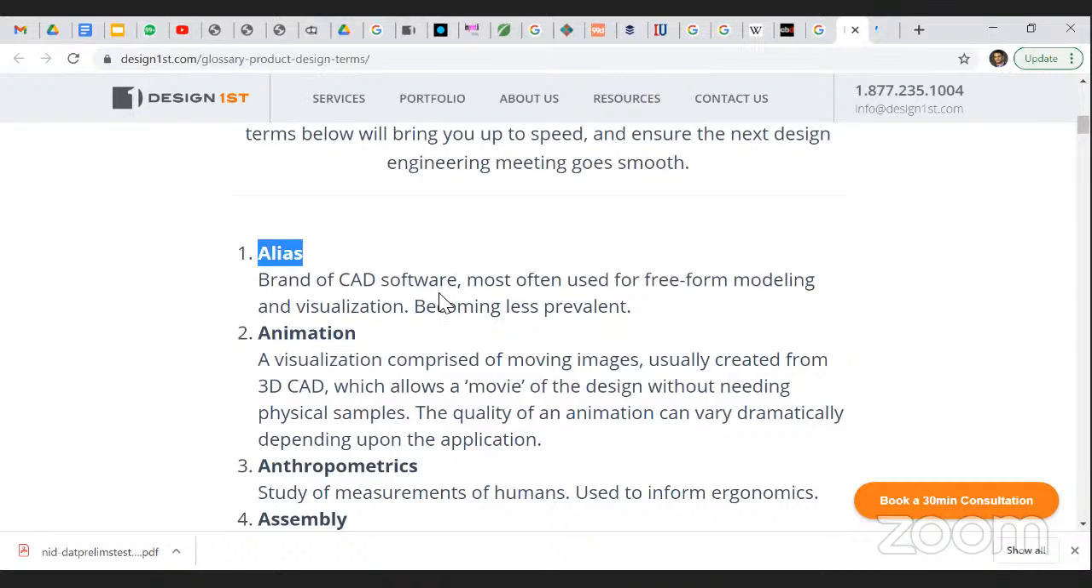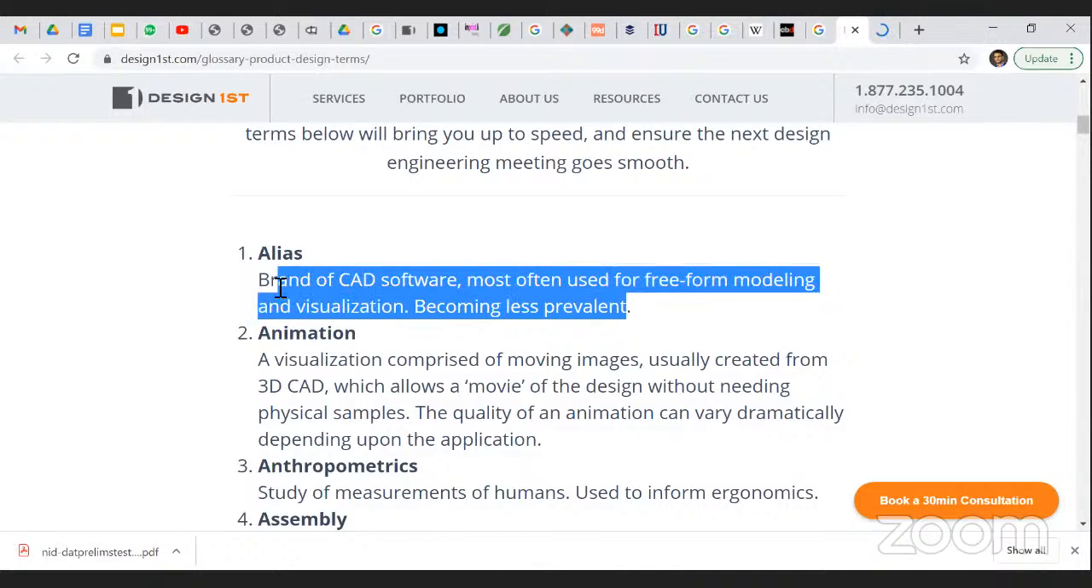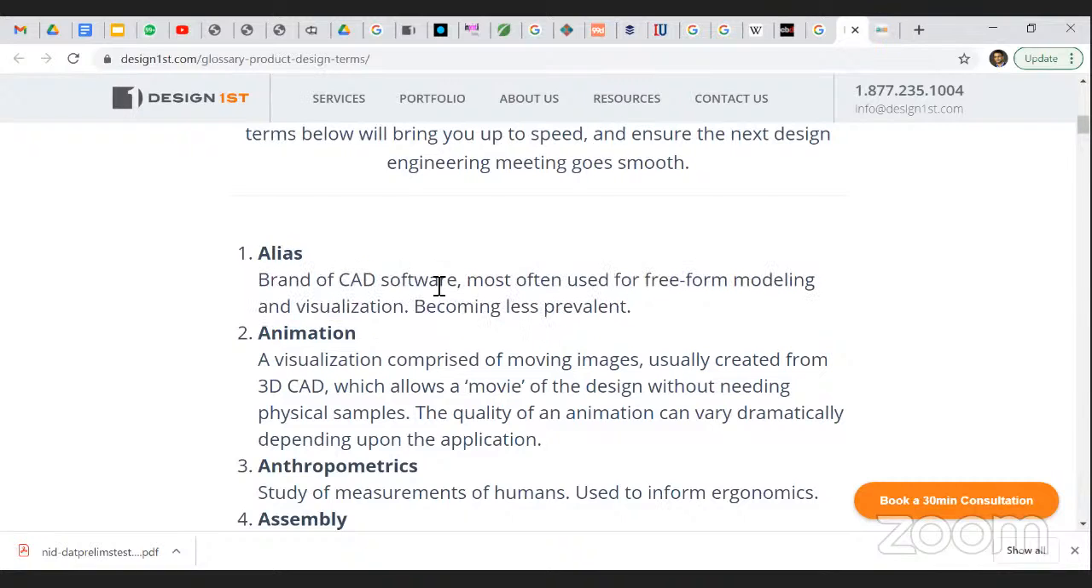Now this is what I'm trying to help you with, right? For alias, they have given a definition: brand of CAD software most often used for free form modeling and visualization, becoming less prevalent. Now, this definition is not complete in nature. It's a brand of CAD software, but they're not talking about which brand of CAD software it is, and in which industry this particular software is used extensively. That is not mentioned, right?